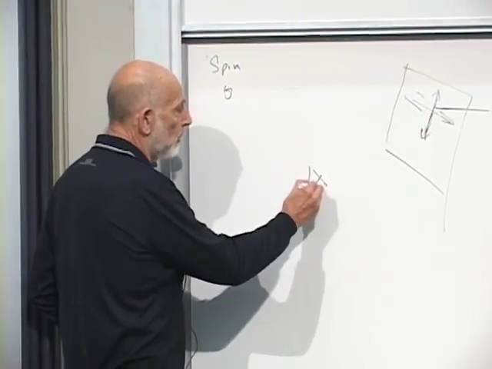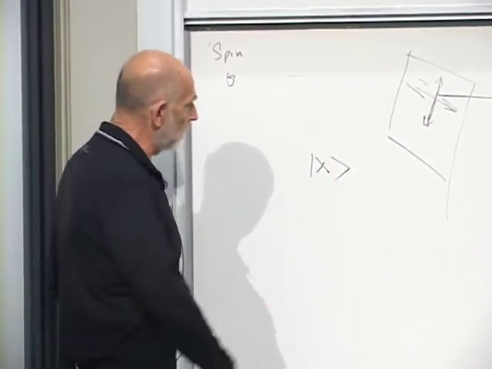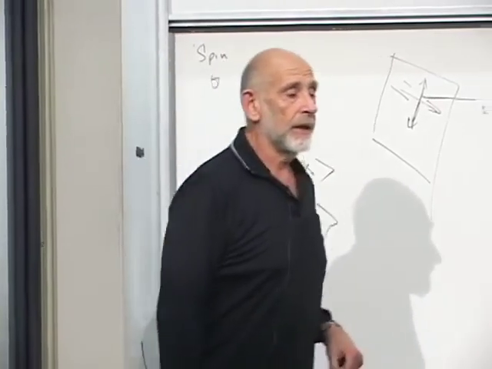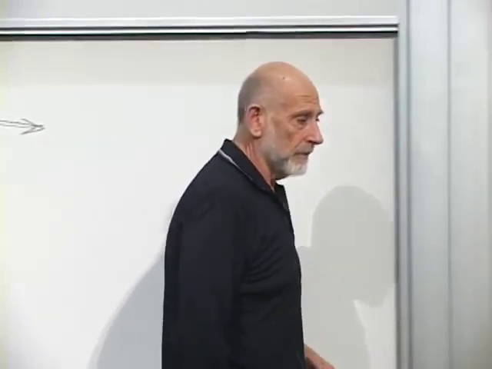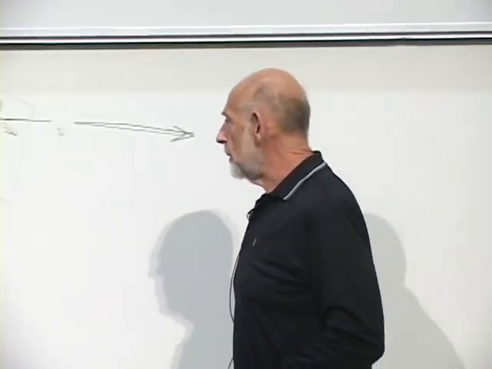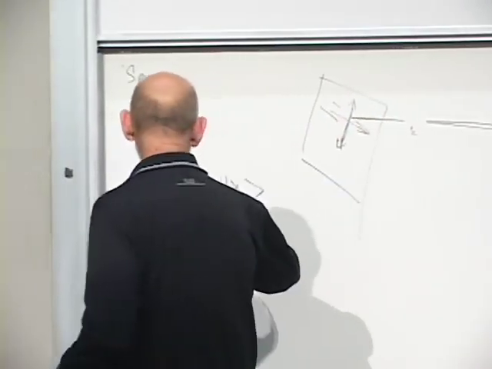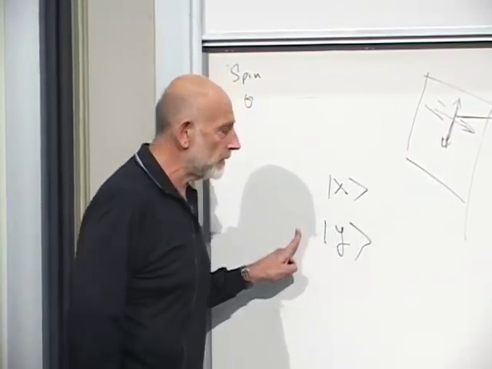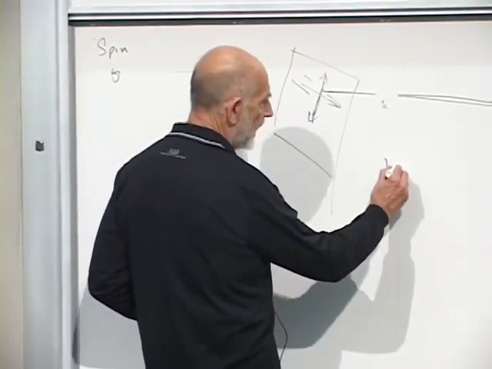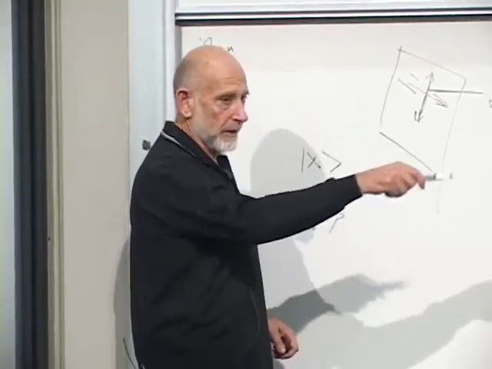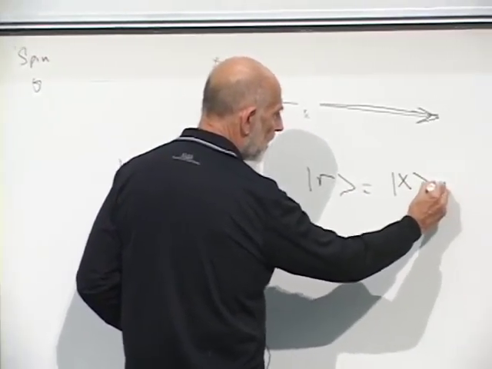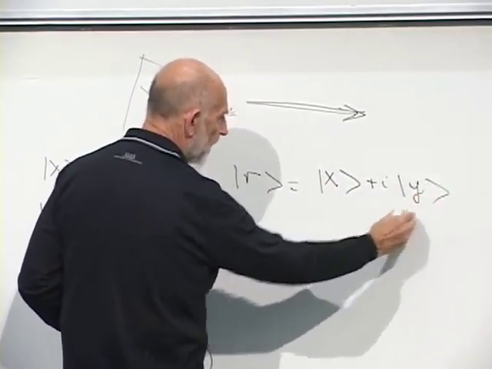So you can have two states of two different polarizations. You could call it the X polarization state of the photon, or you could call it the Y polarization state of the photon. Neither of them is circular polarization. What about circular polarization? Circular polarization is a quantum mechanical linear superposition. Let's call it right-hand polarization, which means spin right-handed. That's equal to the state X plus i times the state Y.